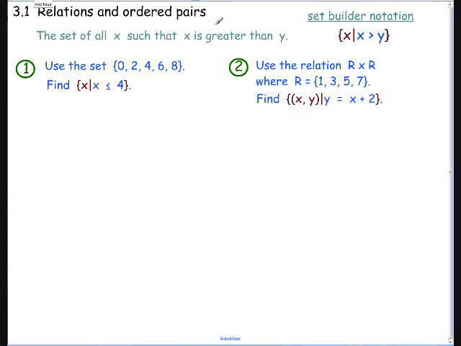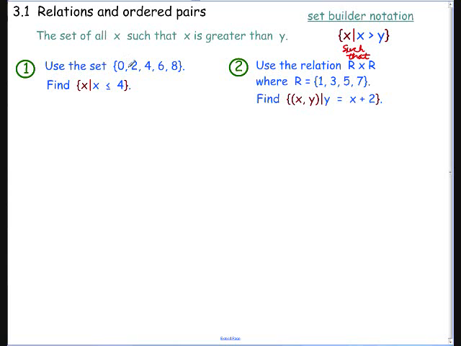Relations and ordered pairs. We're going to use set builder notation here. How do we read this? X such that. We read this as such that. Such that. X is greater than Y. So we'd look for the pairs in which that was true.